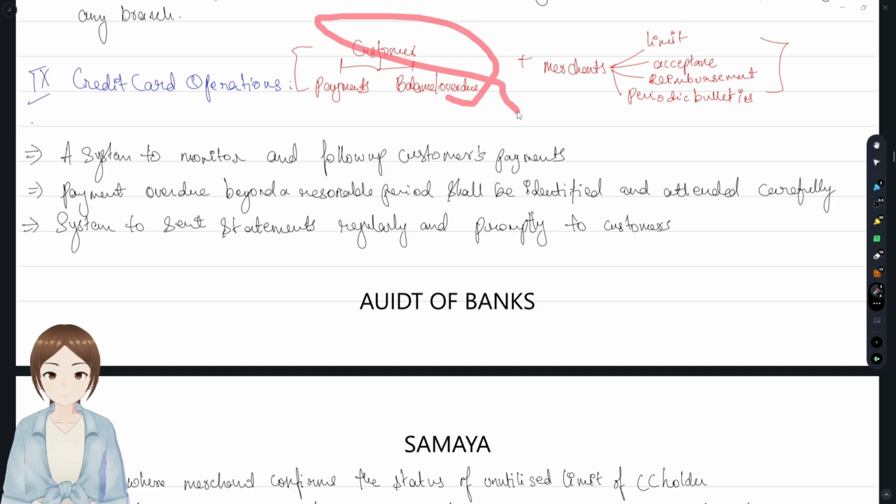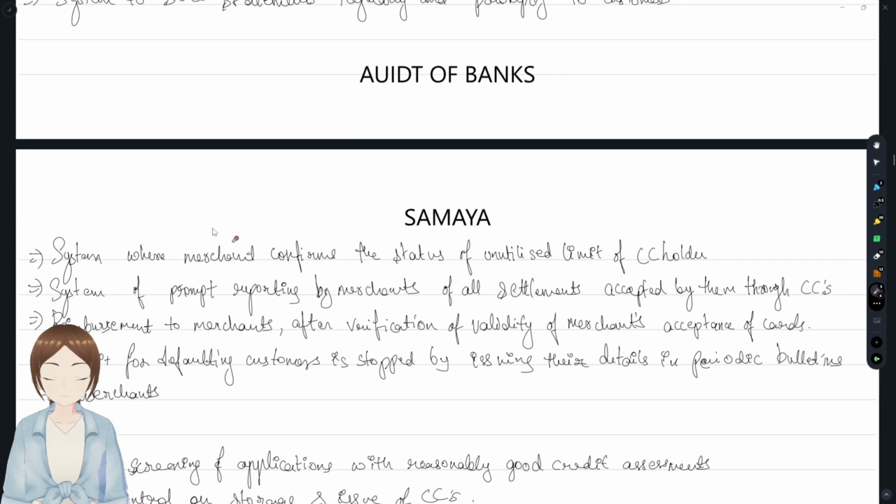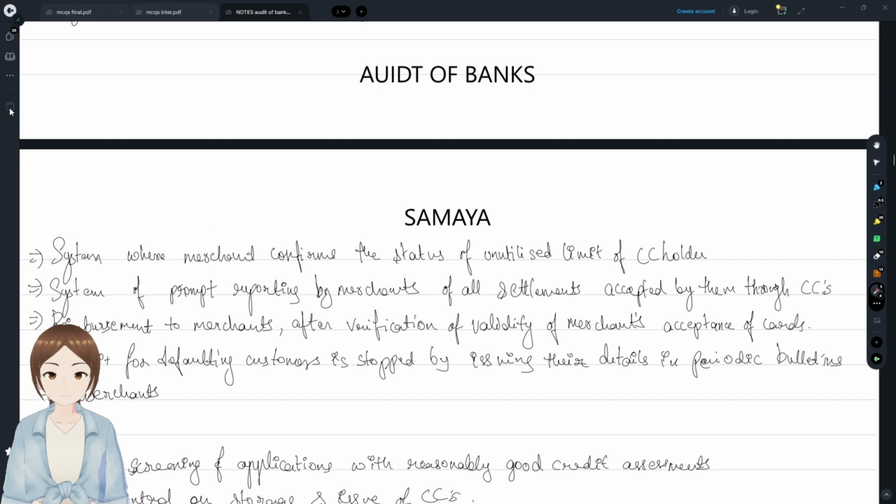That is, customer overdue should be identified and attended carefully. A system to send statements regularly and promptly to customers. That is about the customer balance. You have to send statements regularly and promptly to the customers. And with regards to merchants, a system where the merchant confirms the status of the unutilized limit of the credit card holder. That is, what balance the credit card holder can still make payment for.